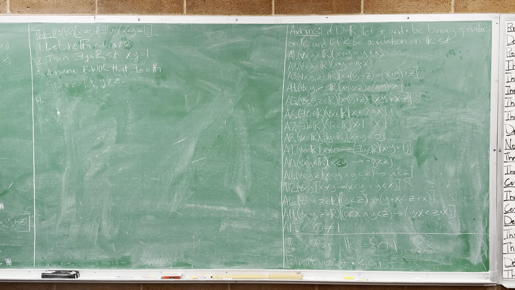Can I jump straight to this step, or am I skipping something? Then x times z is equal to y times z. Sorry, x times y is equal to y times z. No, x times z. Sorry. x times y is equal to x times z. Okay. Yep.